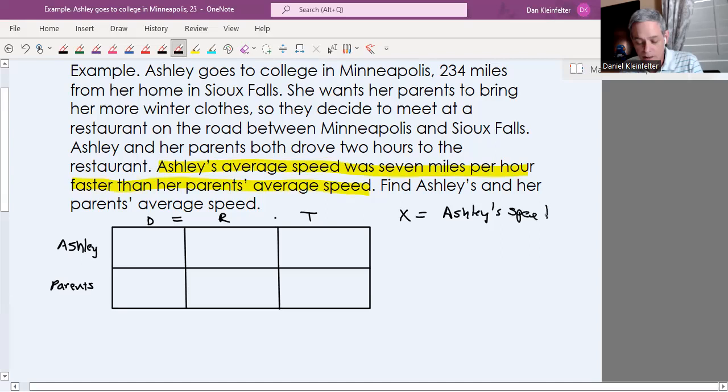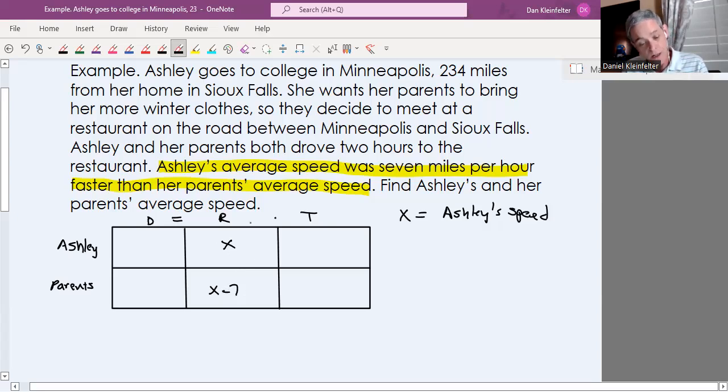Okay, and I'm going to definitely write that down so I remember. That will be Ashley's speed. The parents, she goes faster than her parents. So the parents go slower, and so that will be x minus 7. If you made the other choice and let x be the parents' speed, then you'd have x in the second row and an x plus 7 for Ashley.